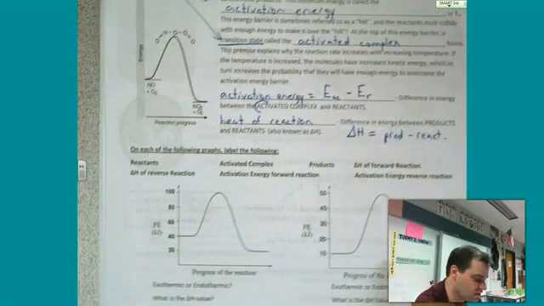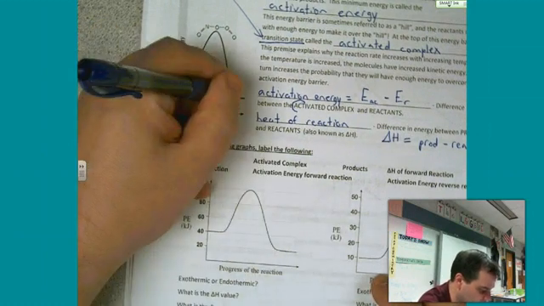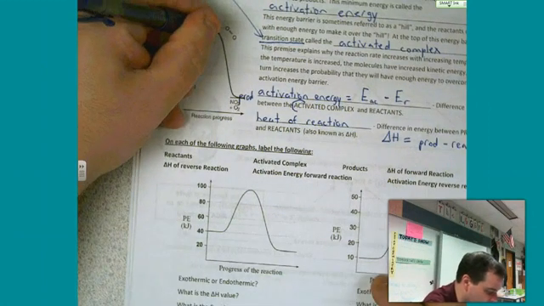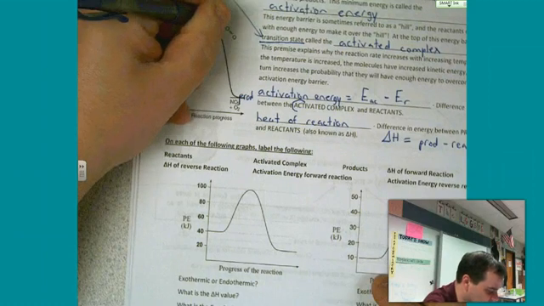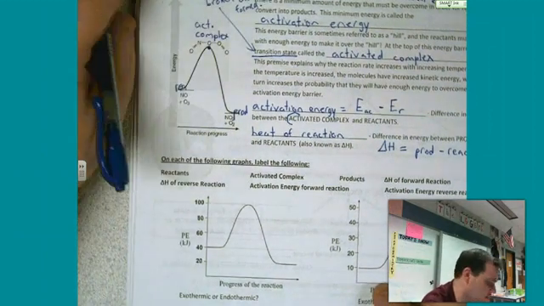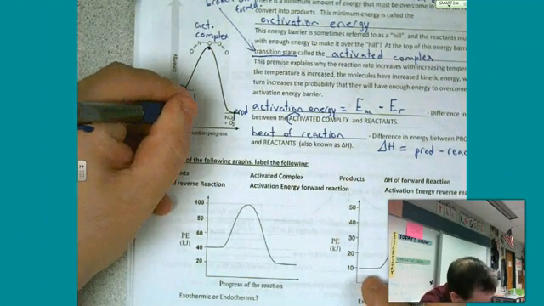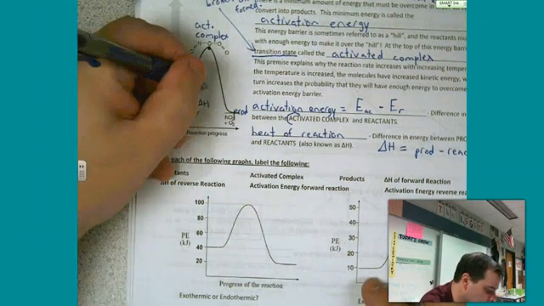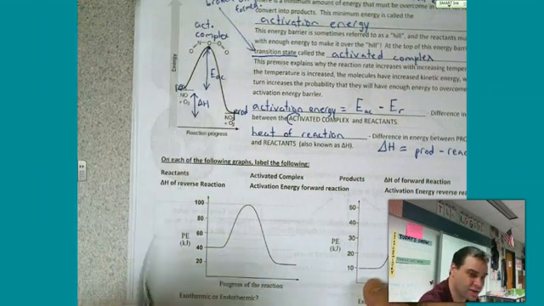So if I'm looking at this energy diagram, the reactants are where we start and the products are where we finish. At the top, I think of a story, and they always tell me in English class that a story comes to a climax at some time. So the complex is at the top, just like the climax of a story is the most exciting part. Delta H is the distance from products to reactants. The activation energy is the distance from the activated complex to the reactants.